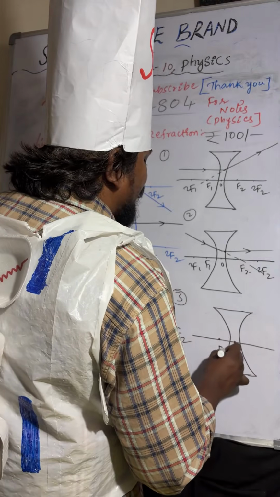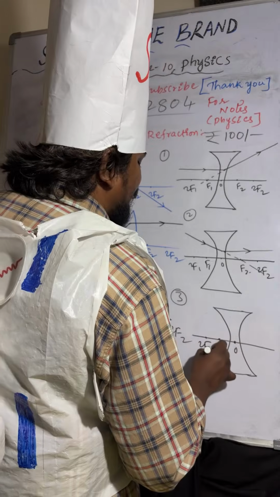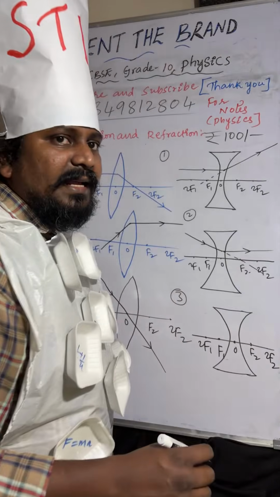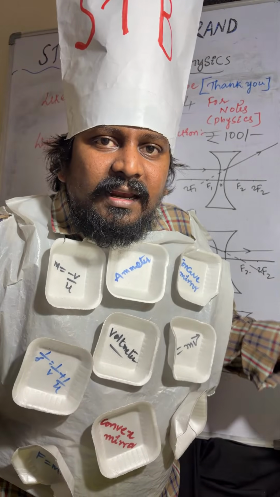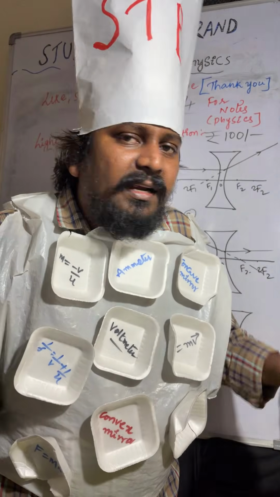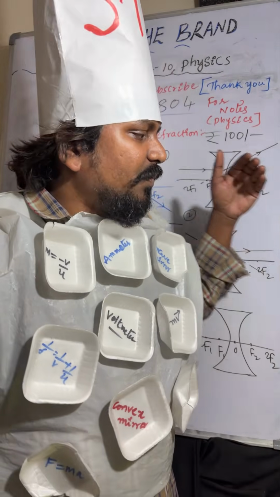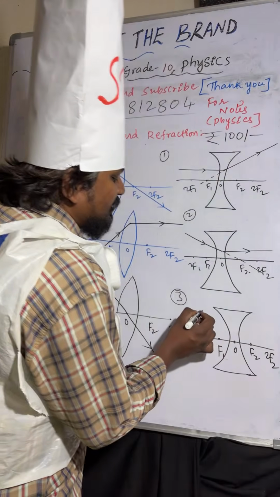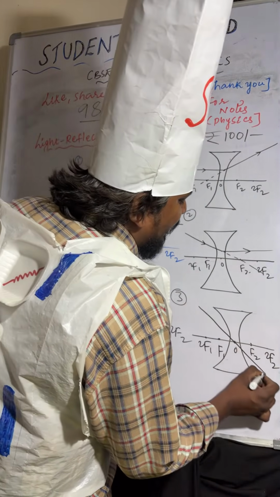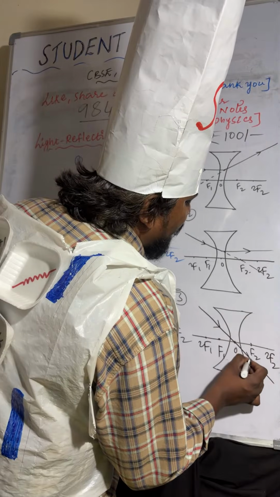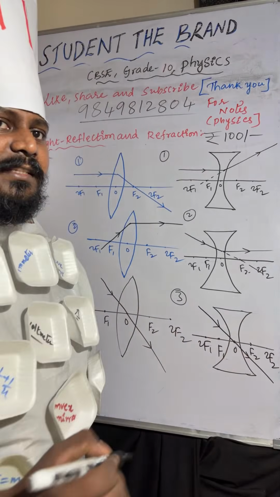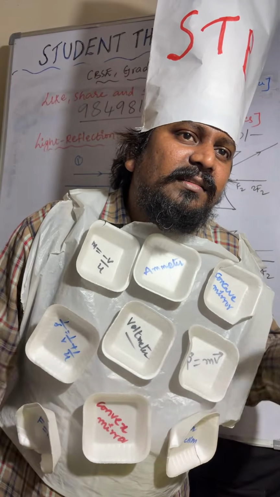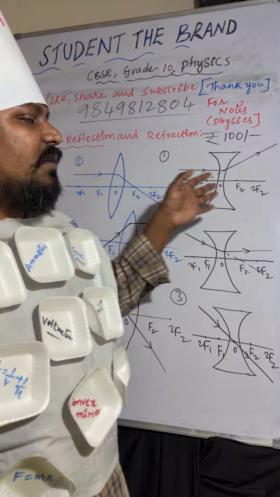Optic center, F1 to F1, F2 to F2. Light rays passing through optic center do not deviate. They move in the same path, in the same direction. So that is the importance of the optic center. If the light ray passes through optic center, no deviation takes place. These are the ray rules of convex lens and concave lens.